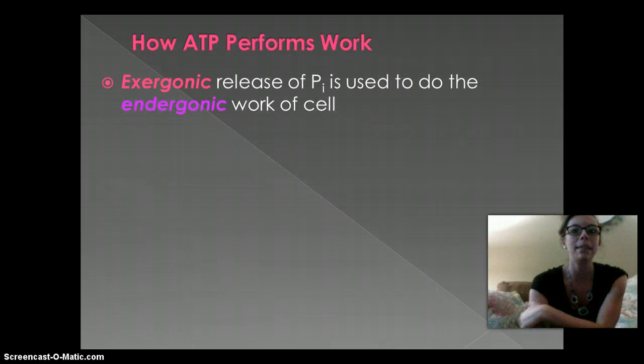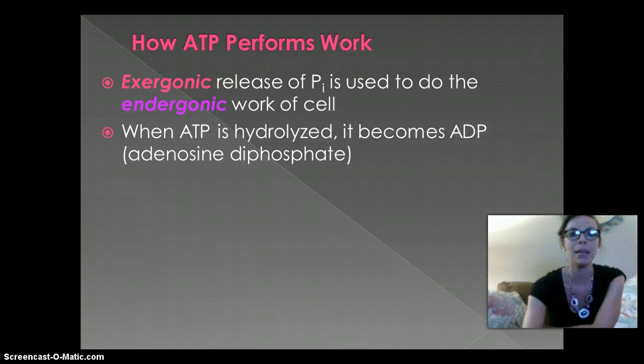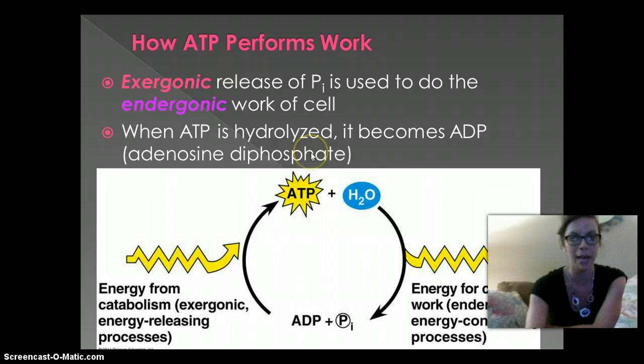So how ATP performs work: that exergonic reaction releases the Pi, which is used to do the endergonic work of the cell. So it releases the energy in the phosphate. Okay, so when ATP is hydrolyzed, it becomes ADP, adenosine diphosphate, which I just said, and this cycling here is going to drive other chemical reactions in the cell. So it'll take the energy created when ADP and energy is formed to drive the cellular work.